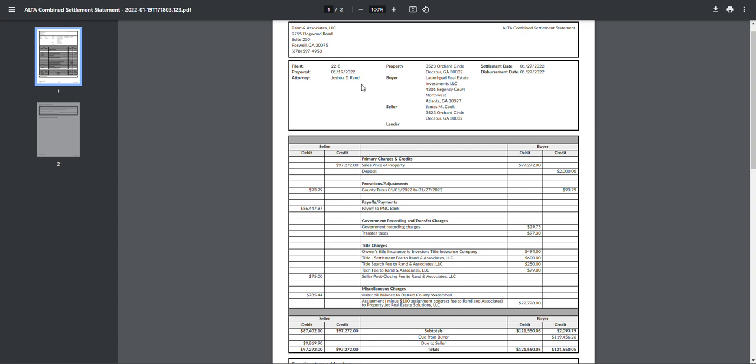In this middle section here, you have information regarding the property, the buyer, the seller, any potential lenders, settlement date, disbursement date, the file number, all these different things. So just general information regarding the property address, who's the buyer, who's the seller, and all those different things. Now we get into the actual number part of the settlement statement.